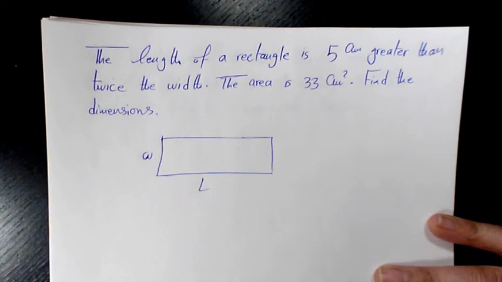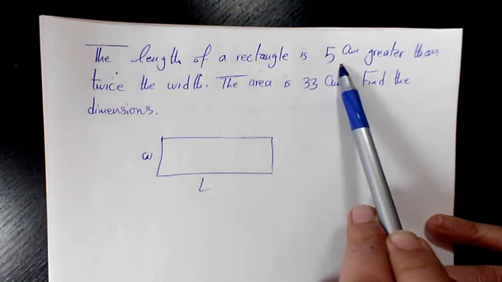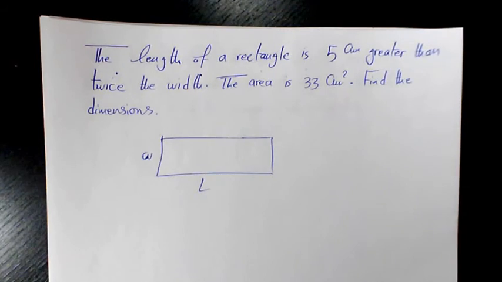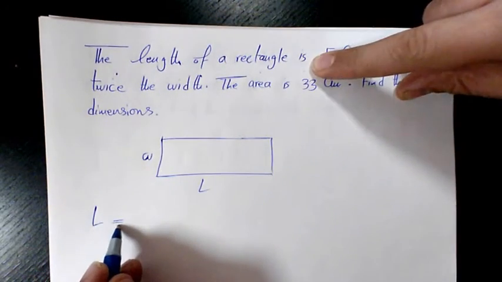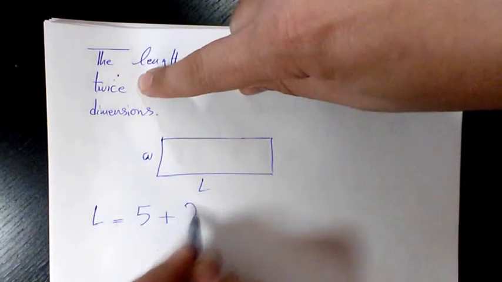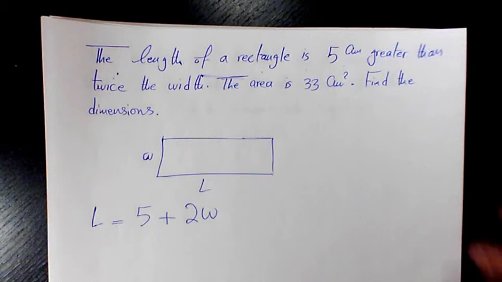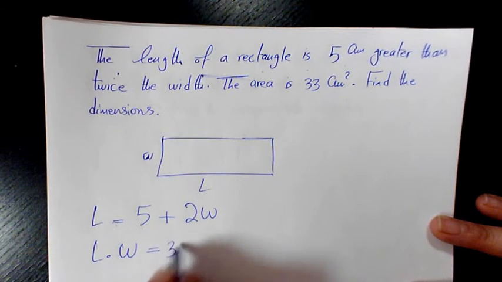Length, width. It says the length of the rectangle is 5 centimeters greater than twice the width. Let's convert the English wording to mathematical wording. L, length, is 5 greater than twice the width. So L equals 5 plus 2W. That's the relationship between length and W. The area is 33, so L times W is 33.